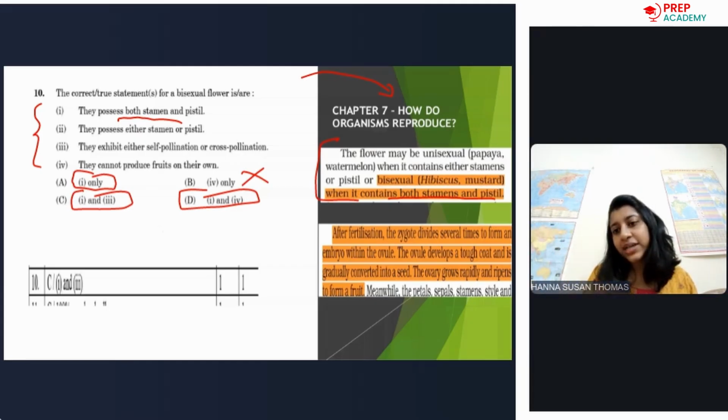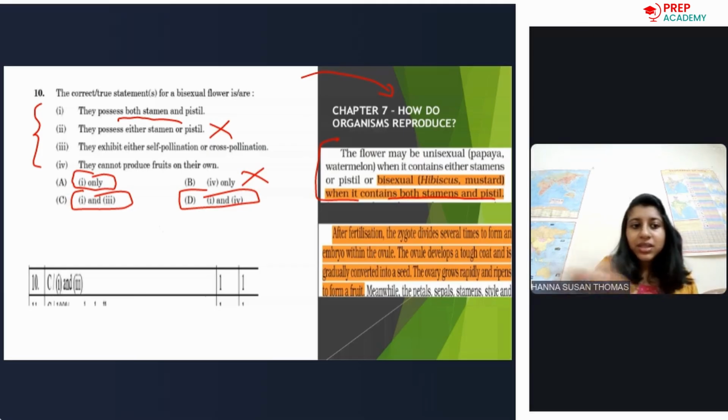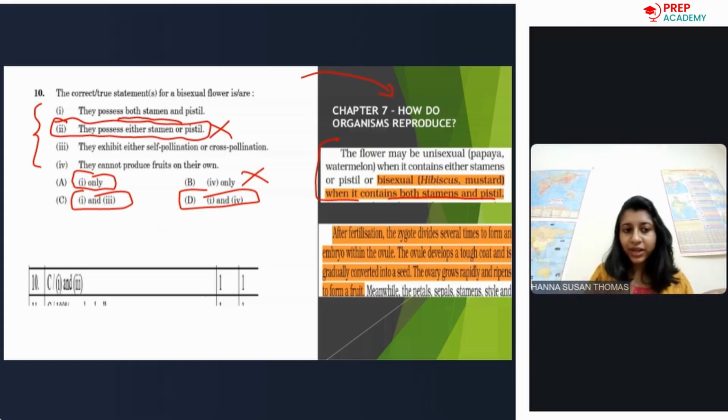If statement 1 is correct, then statement 2 will already be a wrong statement, right? Because we know that bisexual flowers have both stamen and pistil. If it has both stamen and pistil, this statement 2 will be a wrong statement. That's for sure, right? So that's not mentioned in the options also, right?